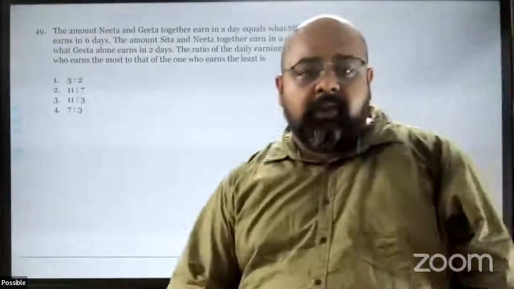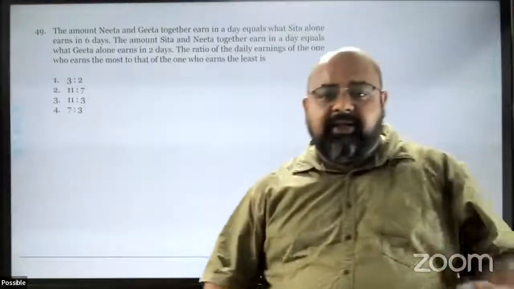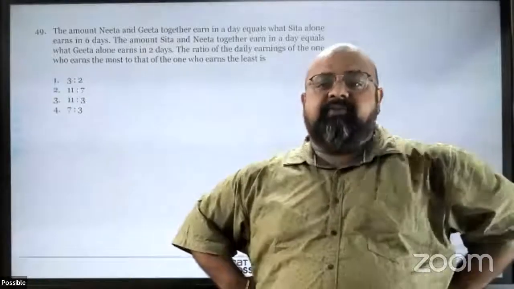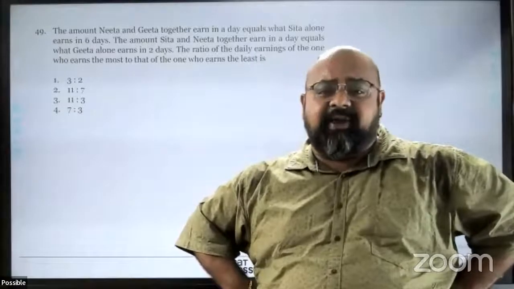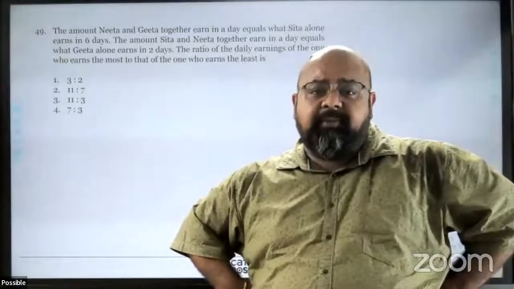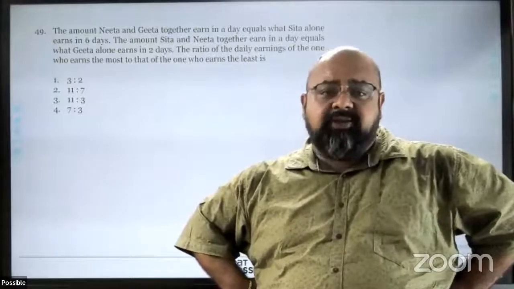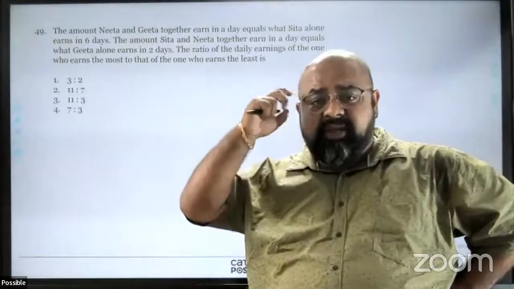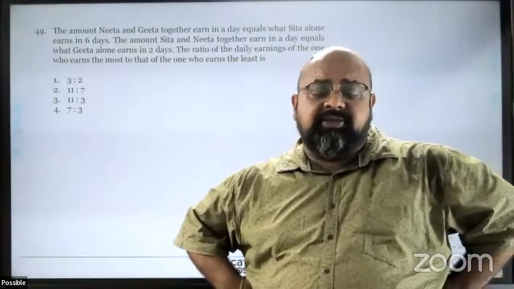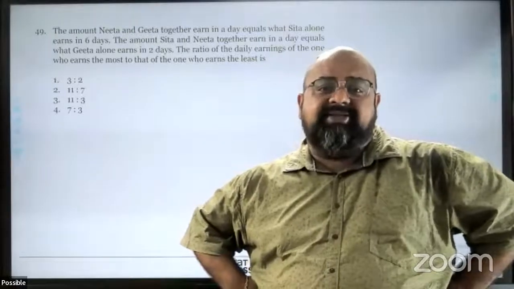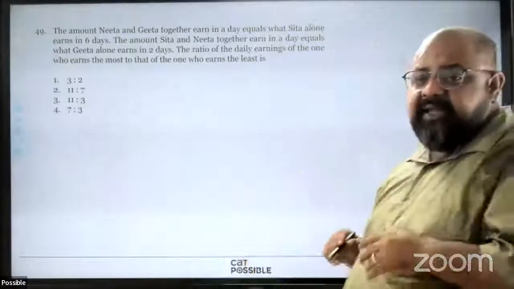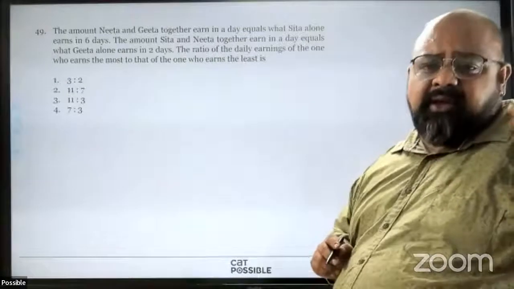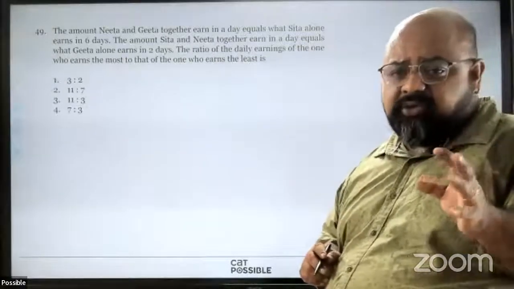Next, the amount Nita and Geeta together earn in a day equals what Sita alone earns in 6 days. So, suppose their daily amounts are N, G, and S respectively, I can get one equation. The amount Sita and Nita together earn in a day equals what Geeta alone earns in 2 days. Again, I have another equation. The ratio of daily earnings of the one who earns the most to that of the one who earns the least is? Suppose their daily earnings are N, G, and S. Again, 2 equations. I'll have to find the ratio between the values because with 3 variables and 2 equations, I cannot get a unique solution.